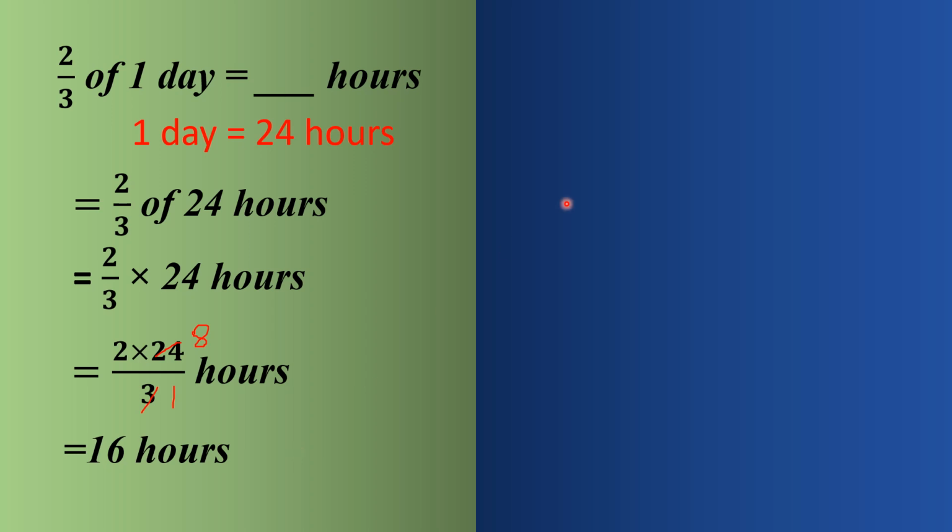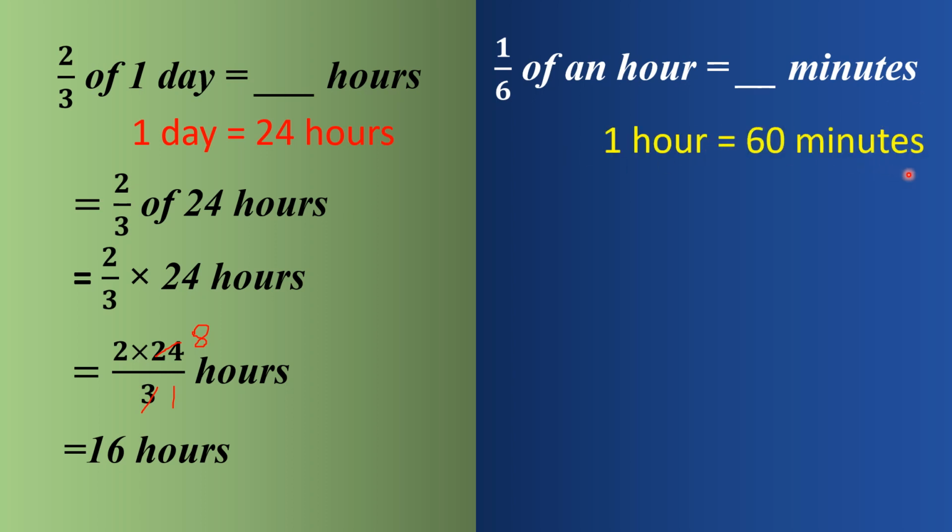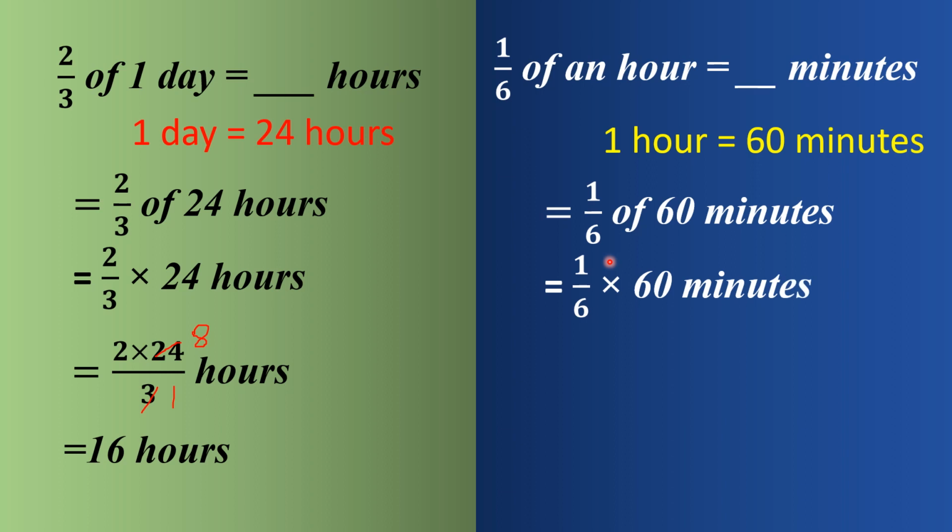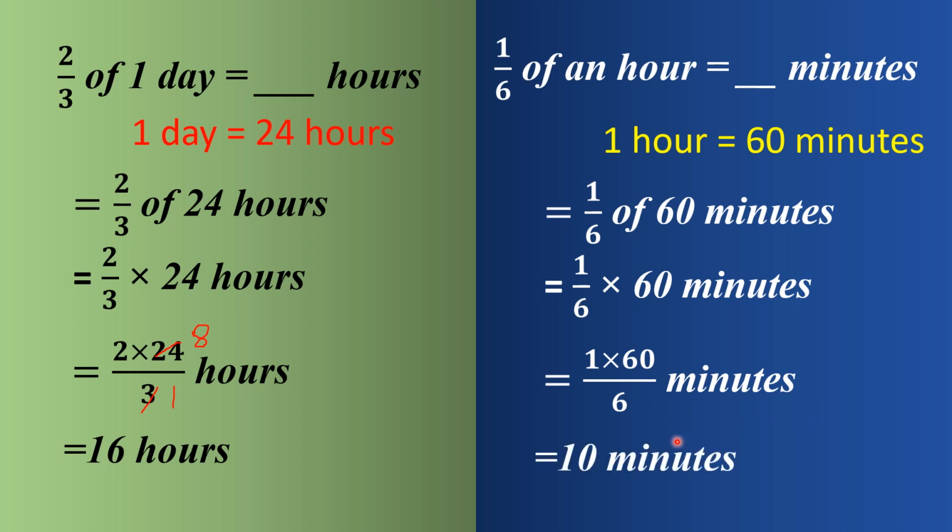Let us see one more question. Here it is 1 by 6 of an hour equals to fill in the blank minutes. So we know that 1 hour equal to 60 minutes. So it is very simple now. 1 by 6 of 60 minutes we need to find out. And just replace this "of" by the sign of multiplication. It is your question. 60 ones are 60. 60 by 6 minutes. It means 10 minutes.